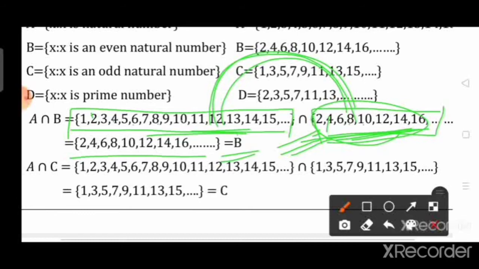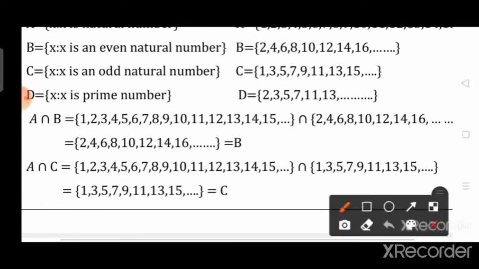Why has it come like that? Because these all are even natural numbers and these all are natural numbers, so all even numbers must be present in the natural numbers. That's why we are getting this answer.